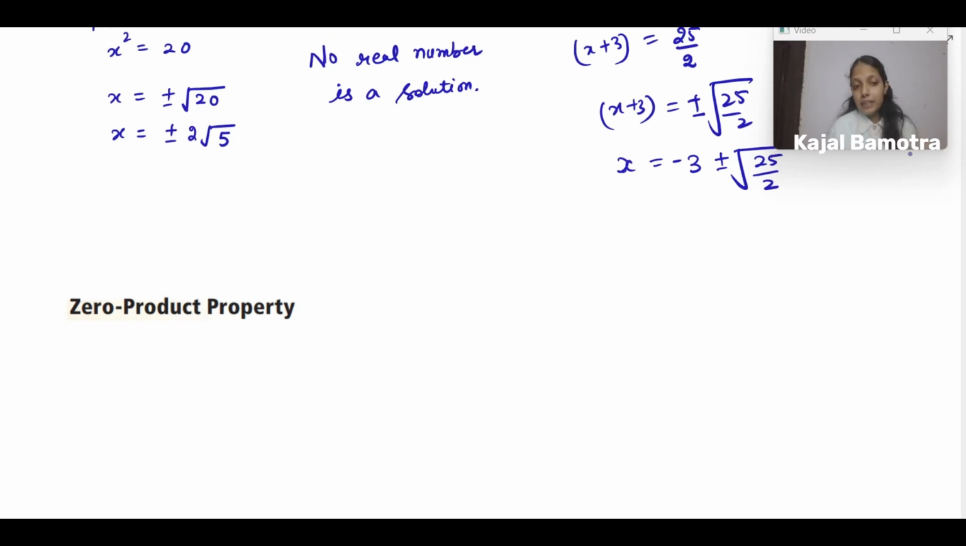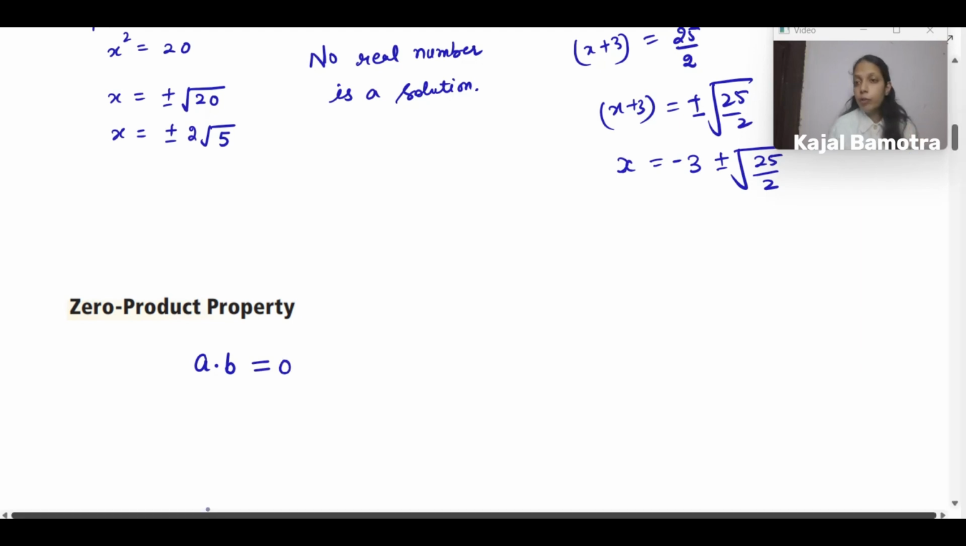Okay. Next is the zero product property. The zero product property says that if you have two real numbers, two factors, and their product is 0, then either A equals 0 or B equals 0. Maybe both are 0. One of them must be 0, and both can be 0. So this is the zero product property.